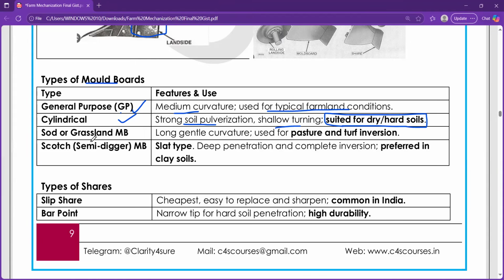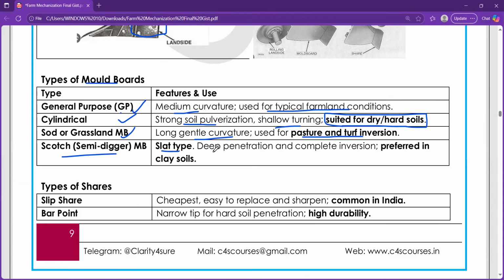Again, very important: cylindrical ones are generally not used on land which is very well covered with grasses. When there is land fully covered with grassland, we go for sod or grassland MB, which has a long, gentle curvature and is used for pasture and turf inversion. Then we have scotch or semi-digger MB, also known as slat type MB.